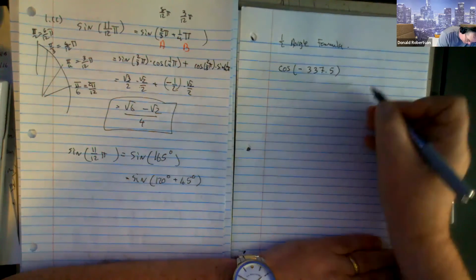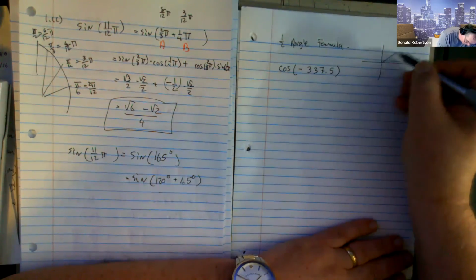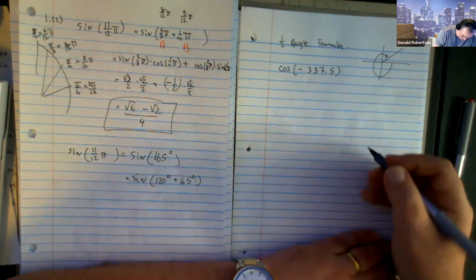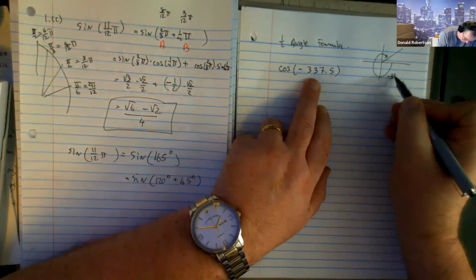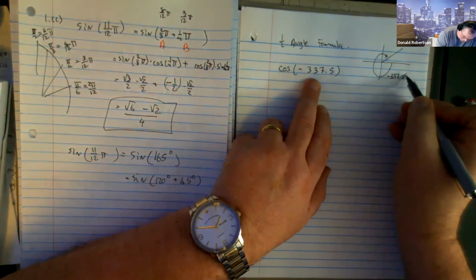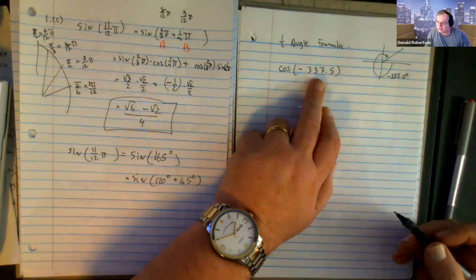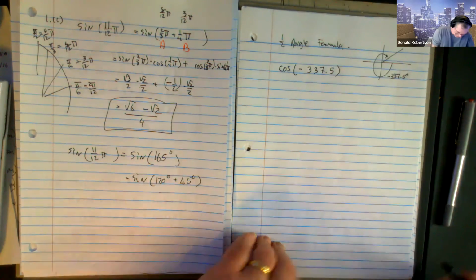Well, the first thing I would do is, if you imagine what that angle would look like, it'd actually be over here and you'd go backwards. So, right, that's what an angle of negative 337.5 degrees works with. So I would start by making that angle positive, and it's pretty obvious from the visuals that it's going to be in the first quadrant.